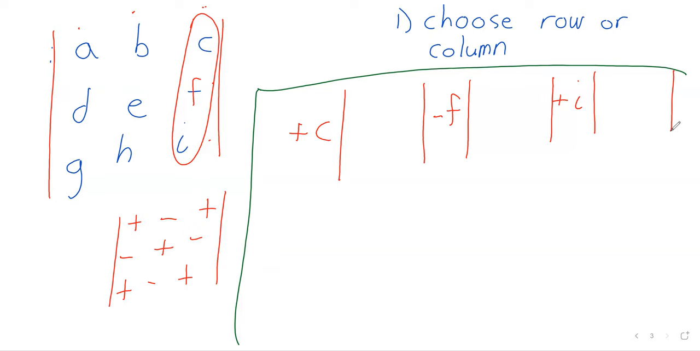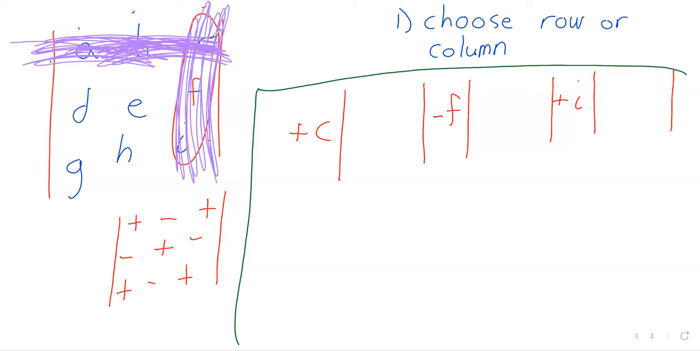Okay, I'm just going to do this and it will turn out how it turns out. Well, we've got this C in the upper left. We scribble out, or we cross off in your notebook, the row that C belongs to. And then we cross out or cover up the column that C belongs to. We see we have numbers in a grid, D, E, G, H. And we're going to take the determinant of those numbers that are left when we cross out the row and the column containing C.